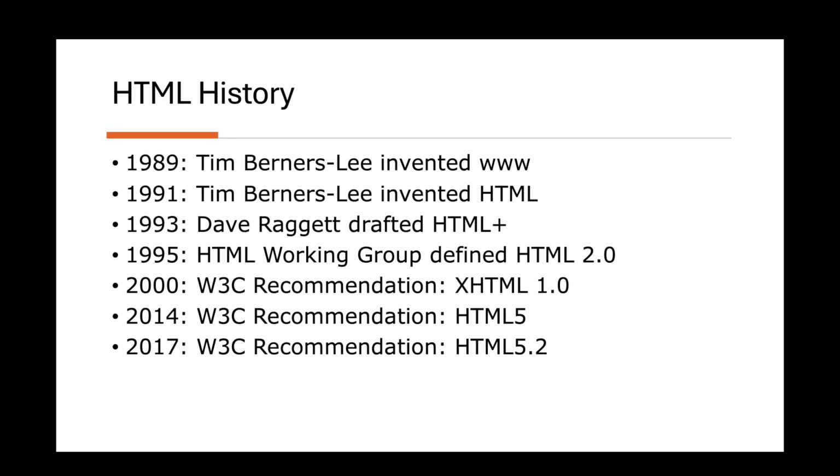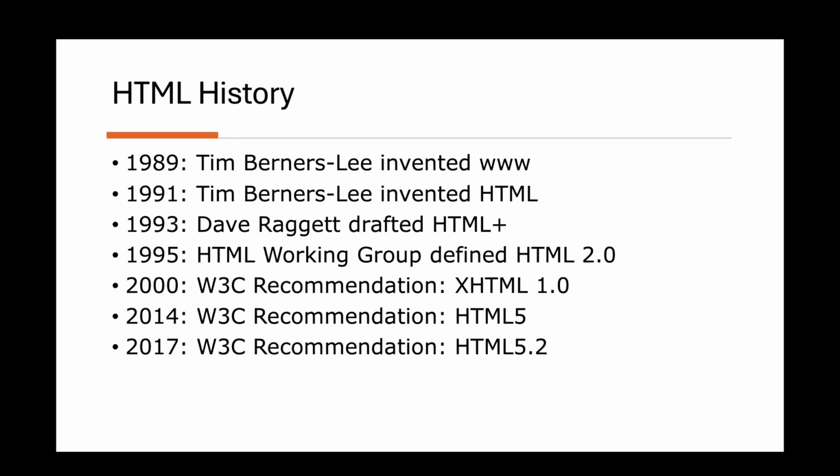Now to know a little bit about the history of HTML, let's see when it was invented. Initially, the World Wide Web, called WWW, was invented by Tim Berners-Lee in 1989. Then Tim Berners-Lee also invented HTML in 1991. Then Dave Raggett drafted HTML Plus in 1993. And that has been evolving since then to HTML 2, 3.2, 4.